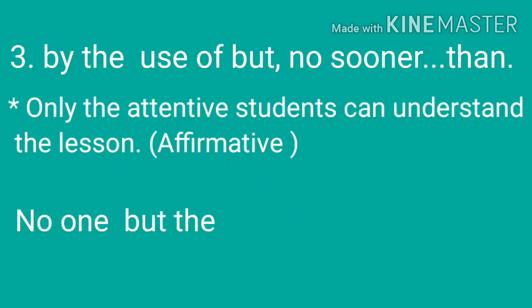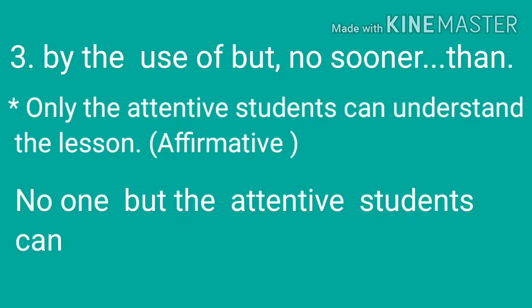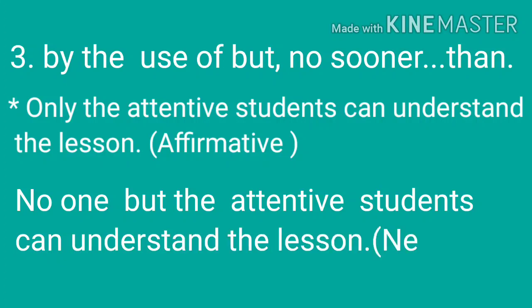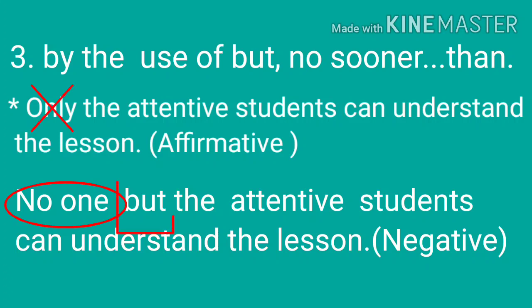No one but the attentive students can understand the lesson. And this is a negative sentence because it has "no" in it. So instead of "only," we've used "no one," and along with it, we've used "but" to change the sentence into a negative one. Okay, let's try out another one. This time we'll use "no sooner than" in the sentence to change it into a negative one.